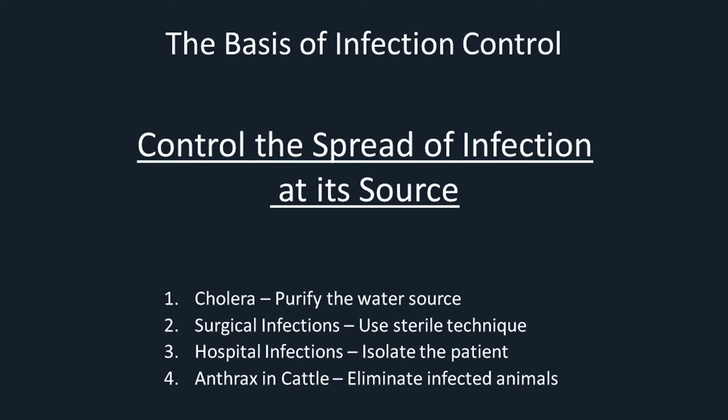Let's start out with talking about the basis of infection control: controlling the spread of infection at its source. Don't let it get out in the environment. Historically, with cholera, you purify the water source. Surgical infections, you use sterile technique. Hospital infections, isolate the patient. And anthrax in cattle, you eliminate the infected animals. In other words, you eliminate the source of the infection. You don't try and stop it once it's out.